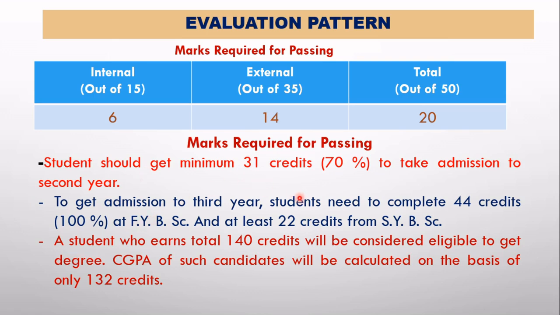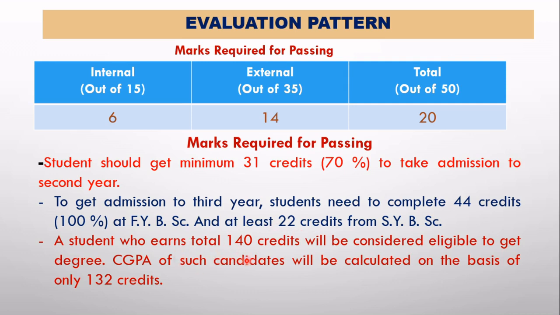Now to get admission to third year, a student needs to complete 44 credits, that is 100% credits of FYBSc, and at least 22 credits from SYBSc. Means as per the previous year's rules and regulations, any student who wants to take admission in third year should pass completely in FYBSc. So here also, any student in CBCS pattern, if he wishes to take admission to third year, has to complete 44 credits, that is 100% credits of FYBSc, and at least 22 credits from SYBSc.